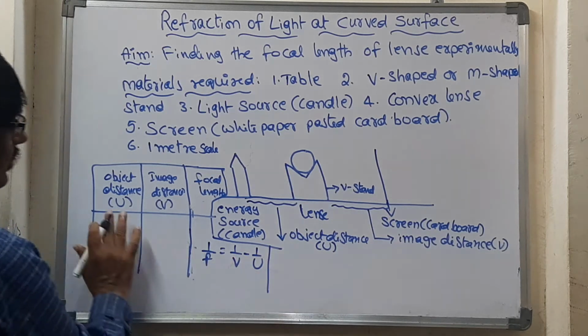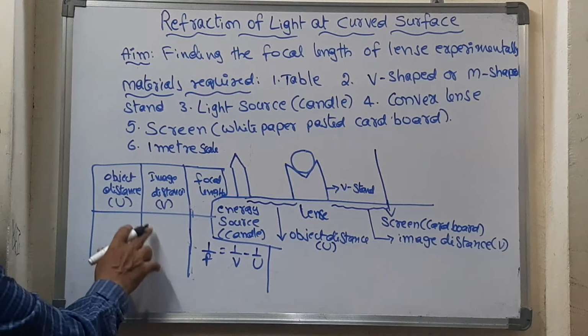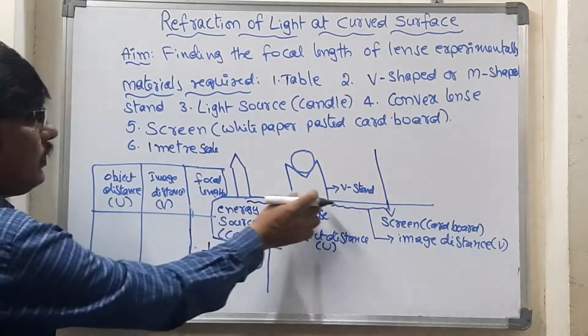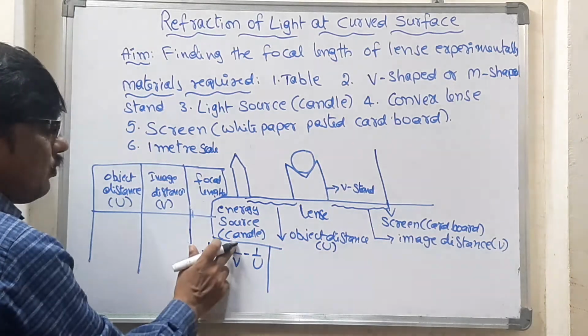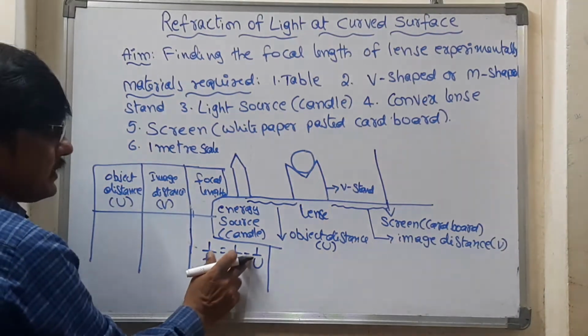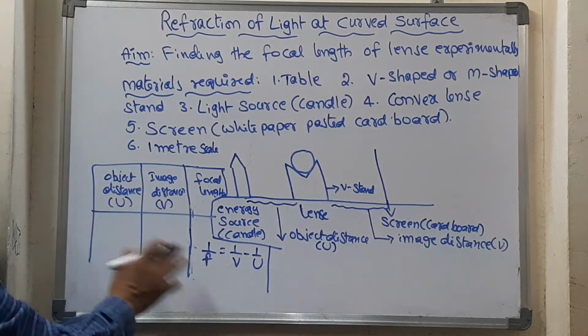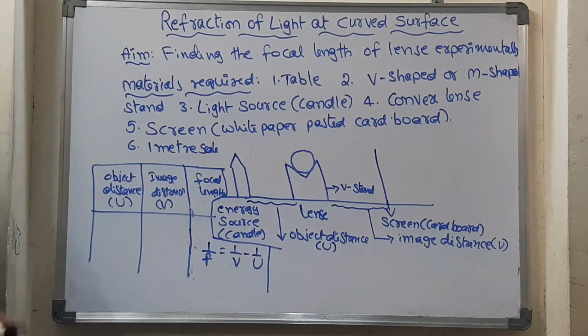This is the formula we can use. This is a table, a tabular form we have to write. You know that V you found, and afterwards 1/f is equal to 1/v, image distance, minus 1/u, object distance. By writing that formula you can find out the focal length.